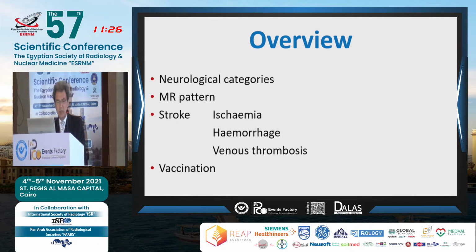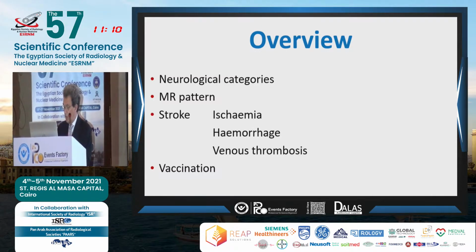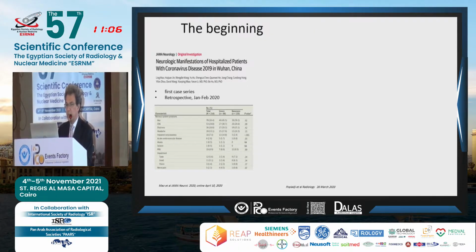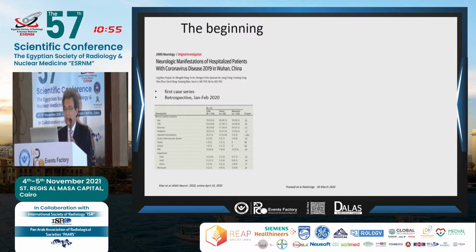And in the next 20 minutes or so, I'll start with looking at the neurological categories that we have in COVID patients, looking at the MR pattern, the kind of stroke patients can get, and then a few slides on vaccination and the comparison with COVID. So at the beginning of 2020, I was in Egypt in February, in El Minya, and then Cairo, and then things happened.